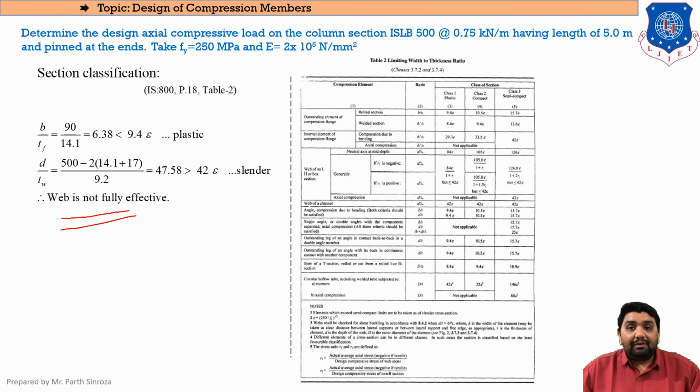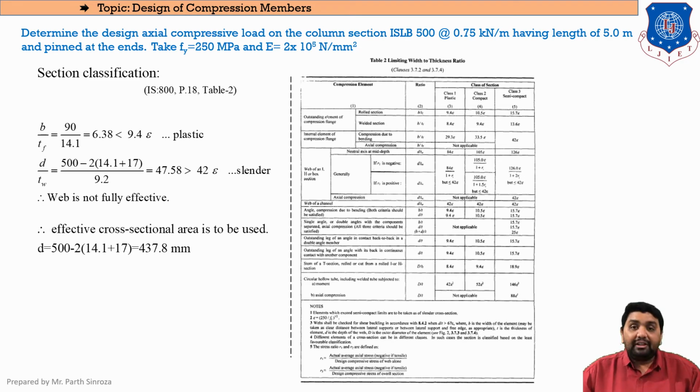If the web is not fully effective, or if the flange is not fully effective, we cannot write that AG equal to AE. So now we will be required to find the effective depth of web. Clear? So we need to find the effective cross-sectional area to be used. Clear? So this comes out to be 437.8. Now how did we calculate this? This was our section that we have calculated, and this will be our d, that is our depth of web, as we have seen earlier.